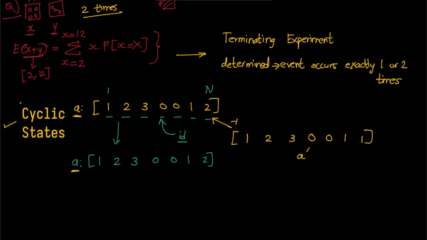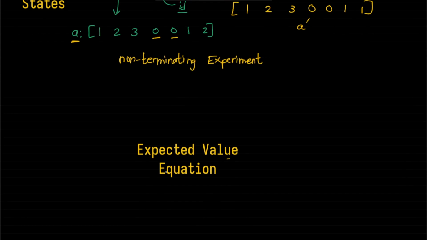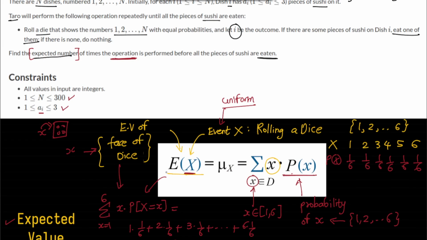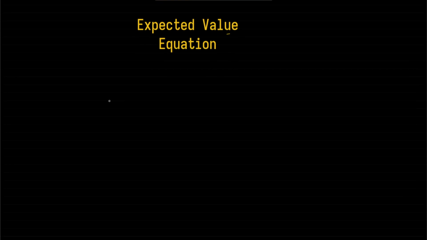We are given a non-terminating experiment. So this is a non-terminating experiment. And for this type of experiment, we need to find out the recurrence relation. Obviously, it is converging because the probability of ending up at these indices is small and it will converge. So we will need to find out the equation for the expected value of the number of times this operation will be performed. Now let's try to figure that out.